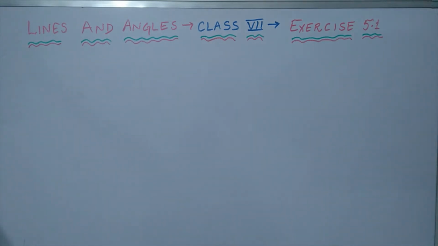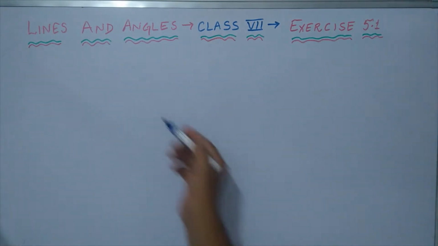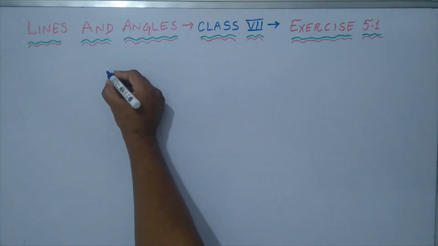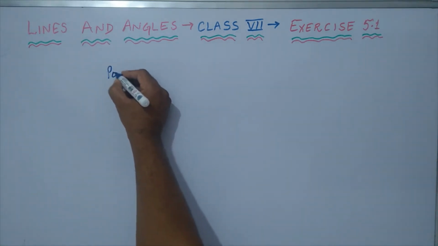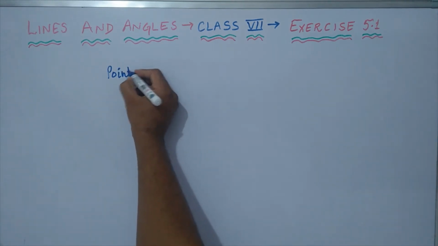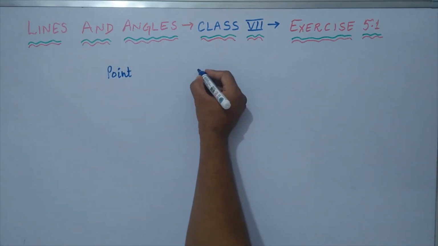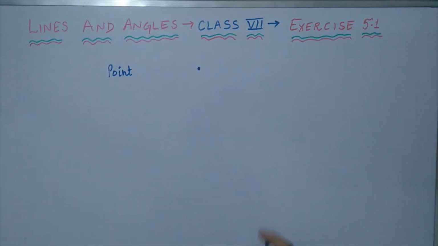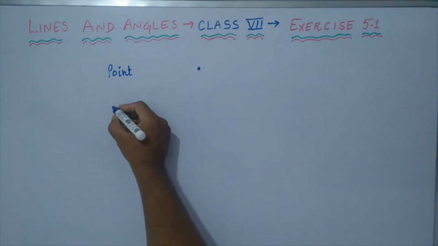Here, first of all, in the introduction of lines and angles, we have a few points. First of all, point. What is the meaning of point? A point is denoted by one simple dot. This is called a point. Now, the next part is line segment.